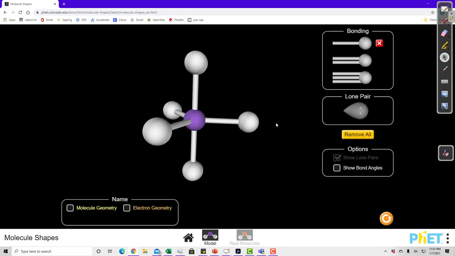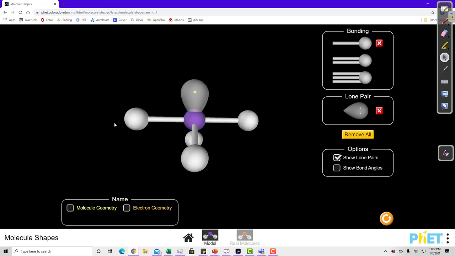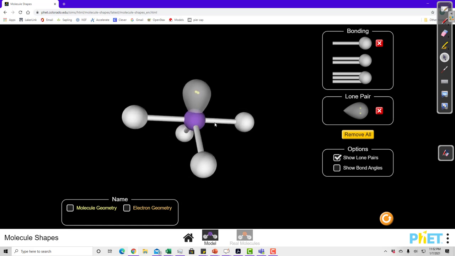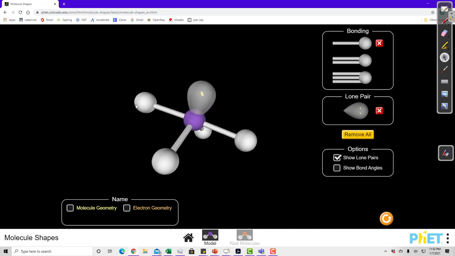So if I start here with this one, trigonal bipyramidal, and I remove one of the bonds, and I add a lone pair, it's going to give me seesaw. So here's the seesaw, right, because one side will go up and one side will go down. I don't know if I can move it the right way. There we go. Up and down like a seesaw.